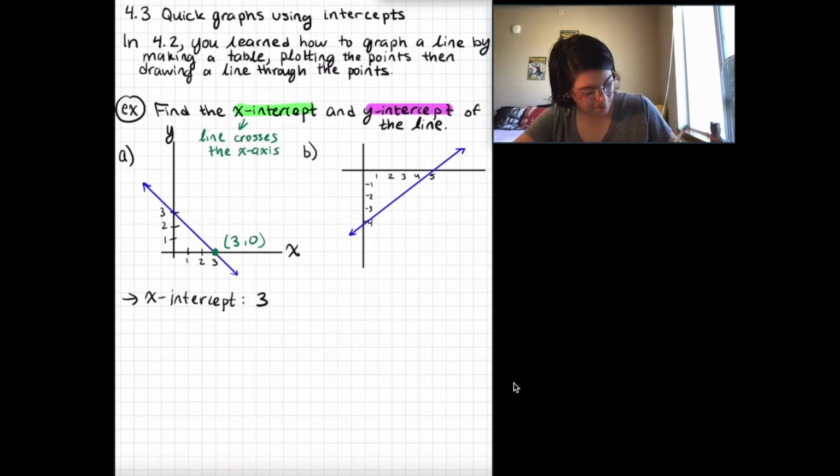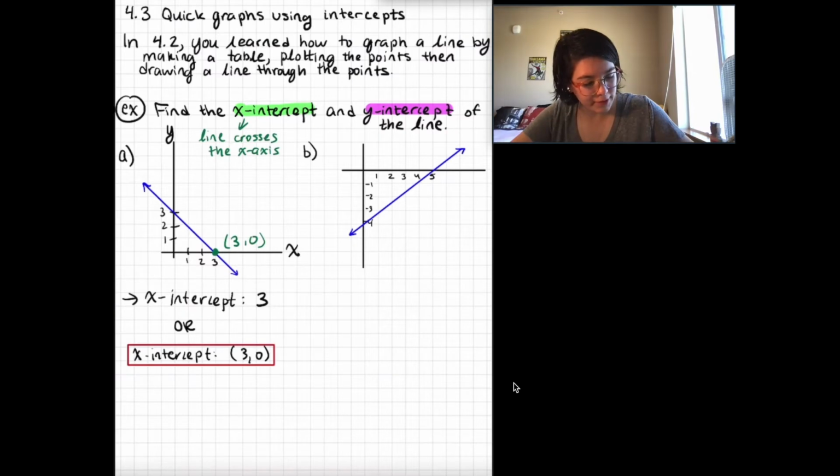We have our X-intercept is 3, or even better, our X-intercept is the point 3, 0. Either way is usually fine, however you want to write it. I prefer to write the coordinate point though.